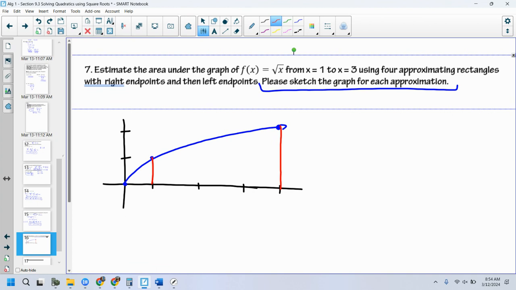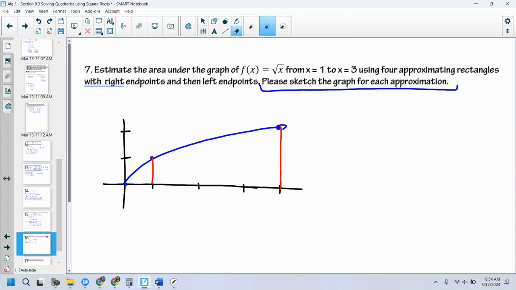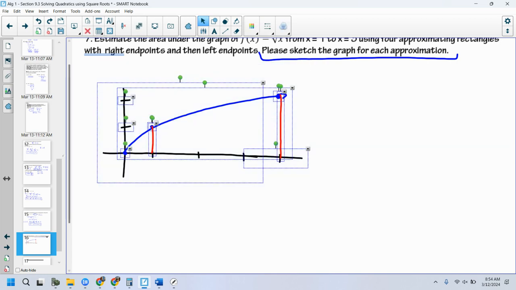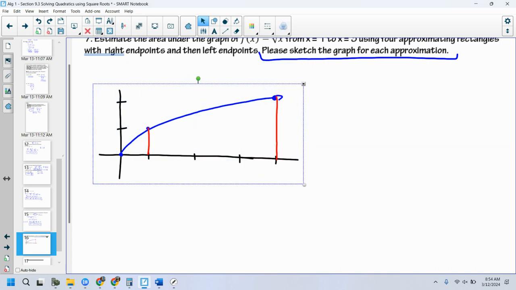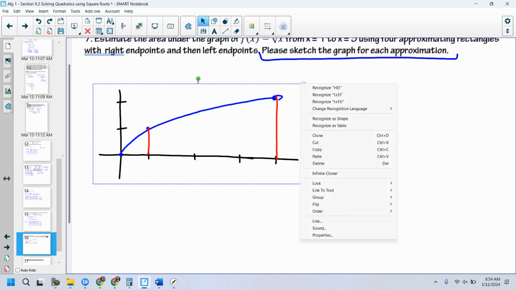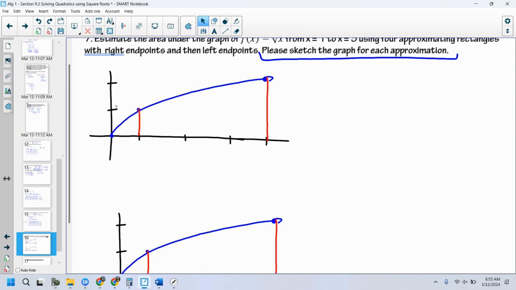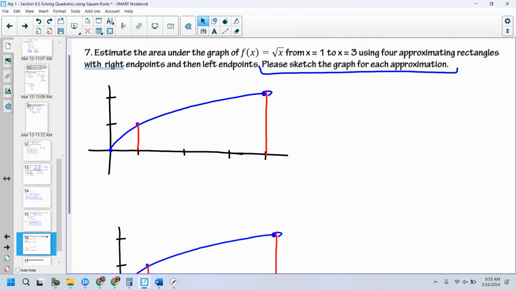Okay, so let's do R4. You know what I'm going to do actually, because I'm going to have to do right endpoints then left endpoints. I'm going to do this, just so I don't have to draw that all again. All right. So let's do R4.